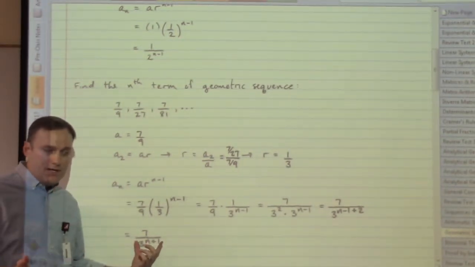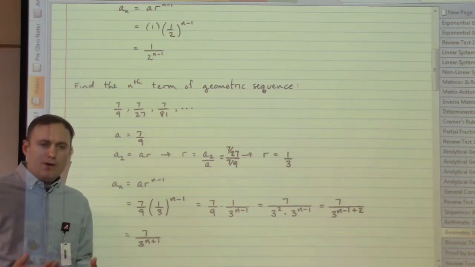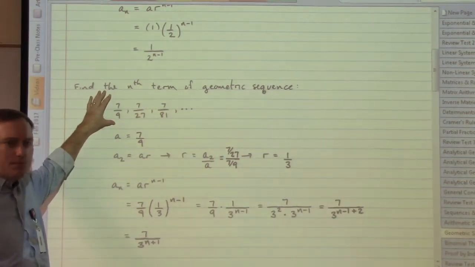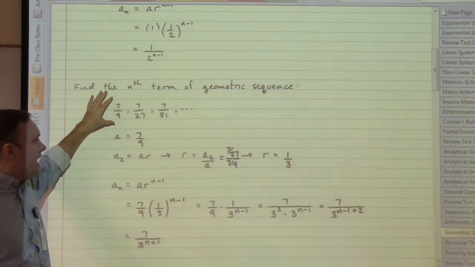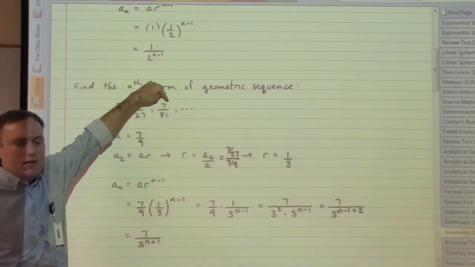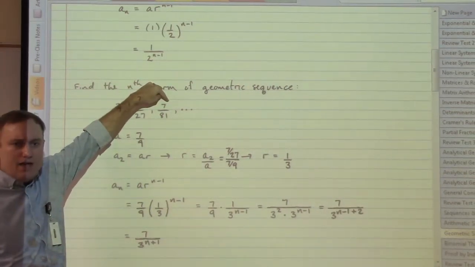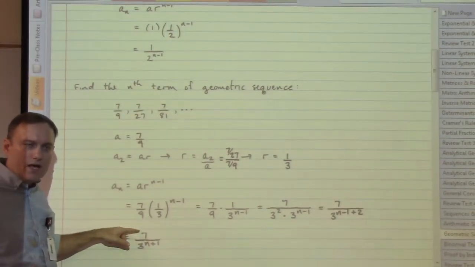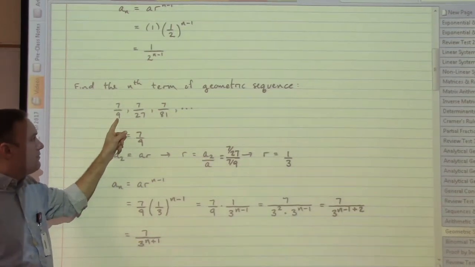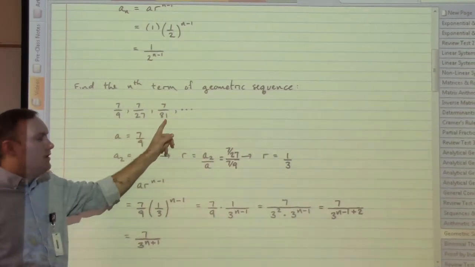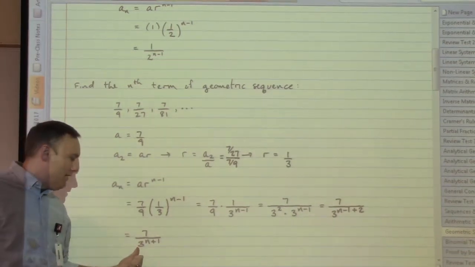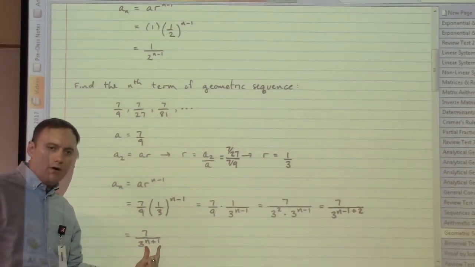And in fact, you might say to yourself, there might be a quicker way for me to come up with that, because maybe I'm just good at recognizing patterns, and I see that all of these in my sequence have 7s on top. So my formula is just going to have a 7 on the top. On the bottom, 3 squared, 3 cubed, 3 to the power of 4. That particular pattern would have a 3 with a particular power on it.